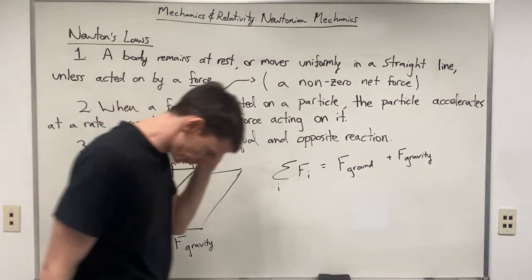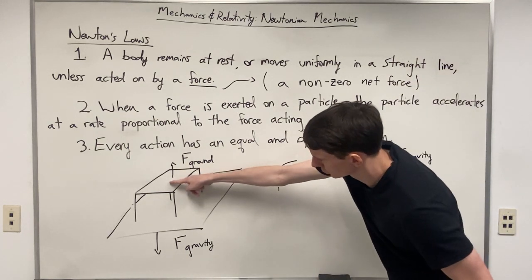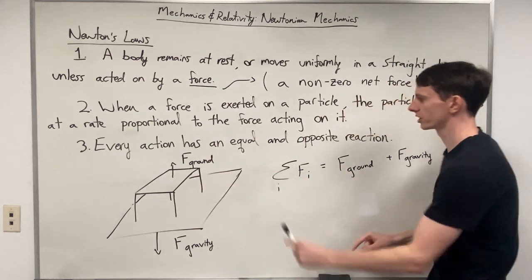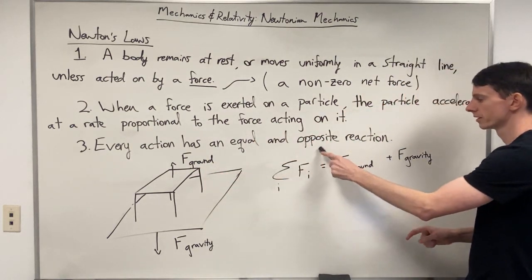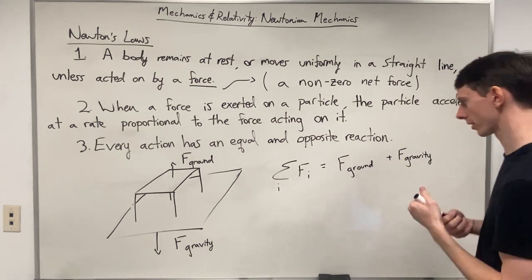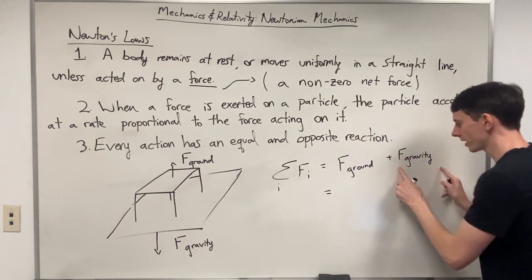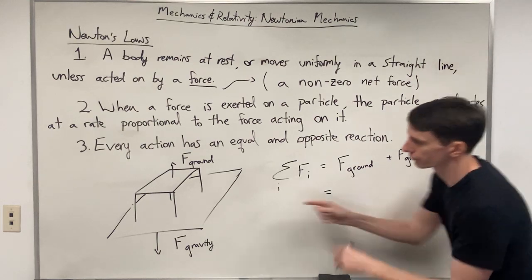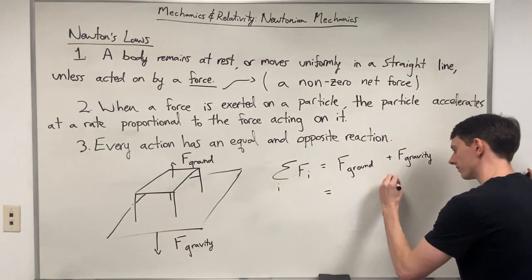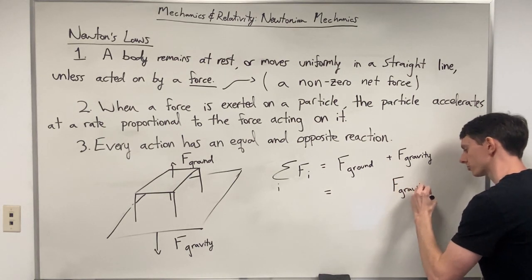We said that if the table exerts a force on the ground, then the ground is going to exert a force on the table, and it's going to be equal and opposite in its direction. Okay? And the equal and opposite part is important right here. So in this, I'm still going to have my force of gravity. This is going to be the force of the table going down on the ground. So I'm still going to have F sub gravity right here.